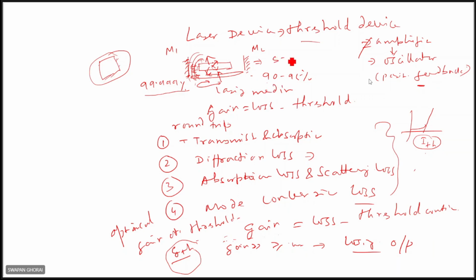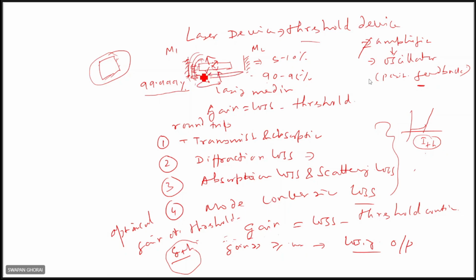Only 5 to 10% of the light is coming out. That is too dangerous, right? Laser light, even from a laser torch, you have seen it. In that case also, only 5 to 10% of the light is coming out from the device. So one mirror should be a 100% mirror.